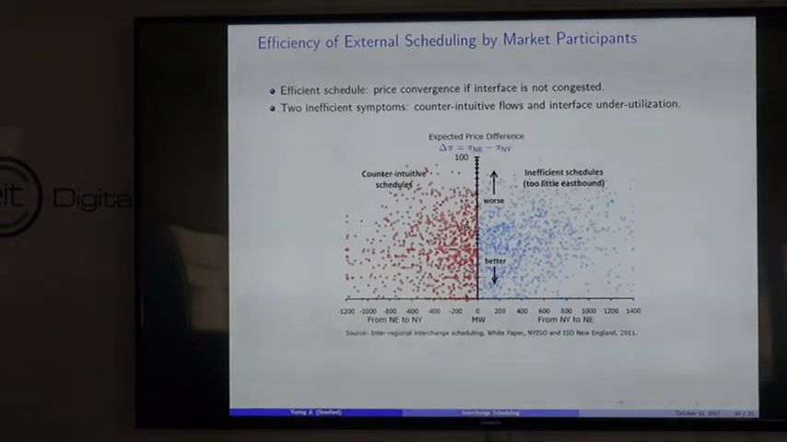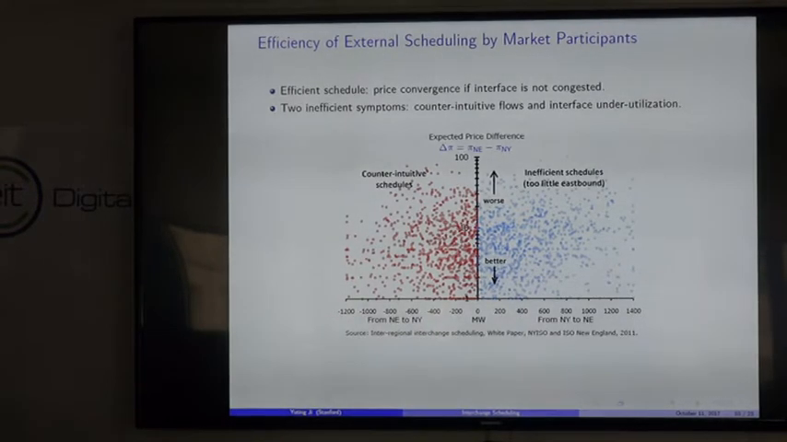Cool. So let's see how good this scheduling mechanism is. Let's first define what an efficient schedule is. If there are two areas, the interchange is essentially driven by the price difference. It always makes sense for the flow to come from a low price region to a high price region, right? So if there is a price difference, you can always make the flow bigger from the low price to the high price. So what would happen finally?